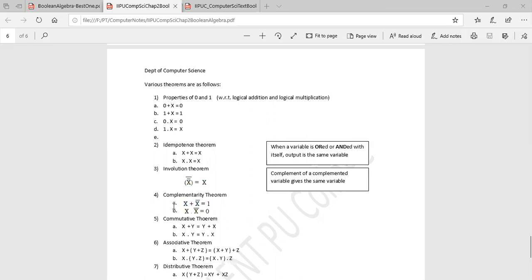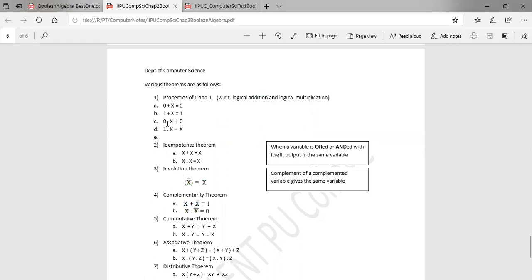Here is a list of the theorems that we have to study in Boolean algebra. First, properties of 0 and 1. I'll read those. 0 plus x is equal to x. 1 plus x is equal to 1. 0 dot x is equal to 0. And 1 dot x is equal to x. These four come under the properties of 0 and 1. The first two, A and B, are with respect to logical addition.